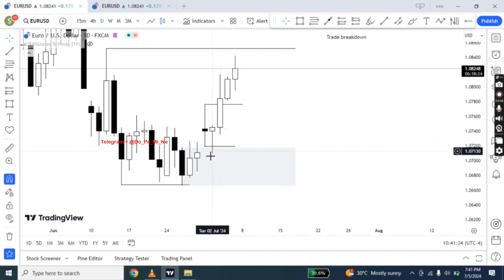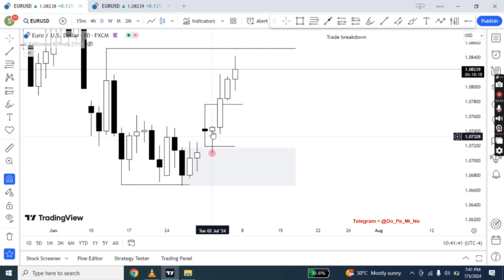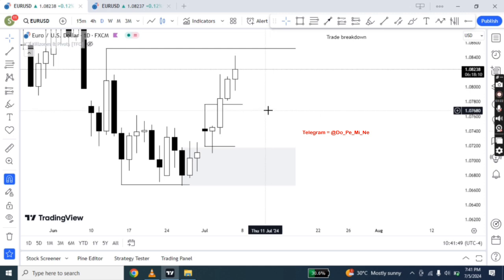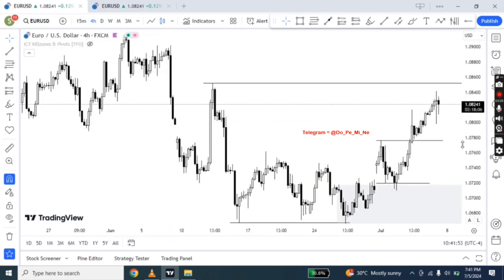It purged this low, tested this key level, this order block, right? And then over the next 2 days, it started its journey towards the opposing end of the CRT, which is the Monday CRT's high, right? Now, that being said, let's move on to the 4-hour time frame and see what was my thought process there.